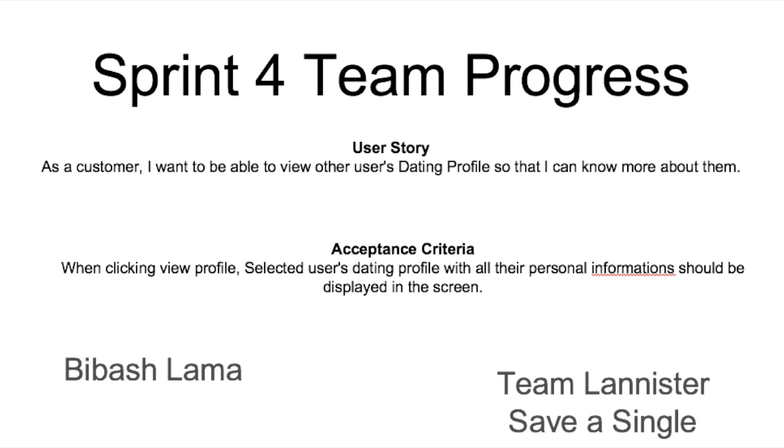The second user story is, as a customer, I want to be able to view other users' dating profiles so that I can know more about them. An acceptance criteria for this user story is, when clicking view profile, the selected user's dating profile with all of their personal information should be displayed on the screen.